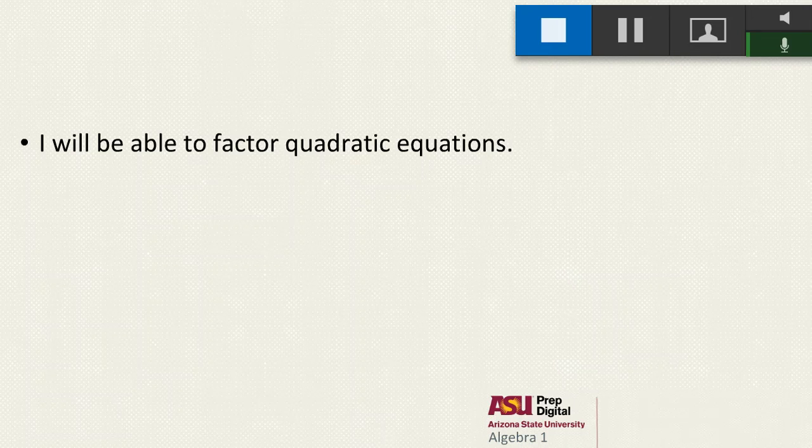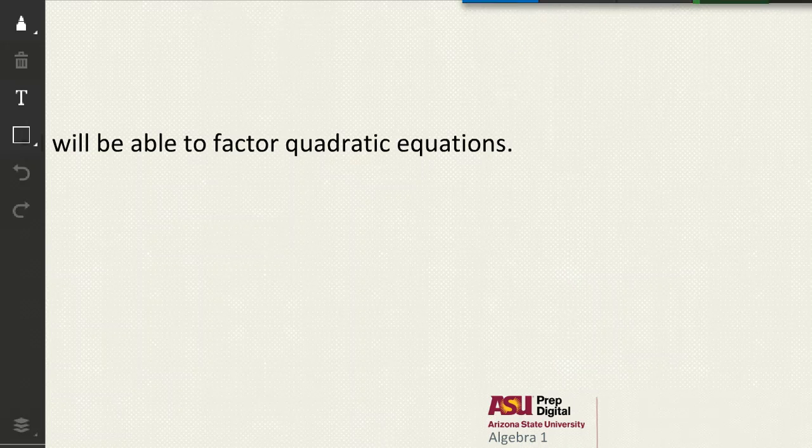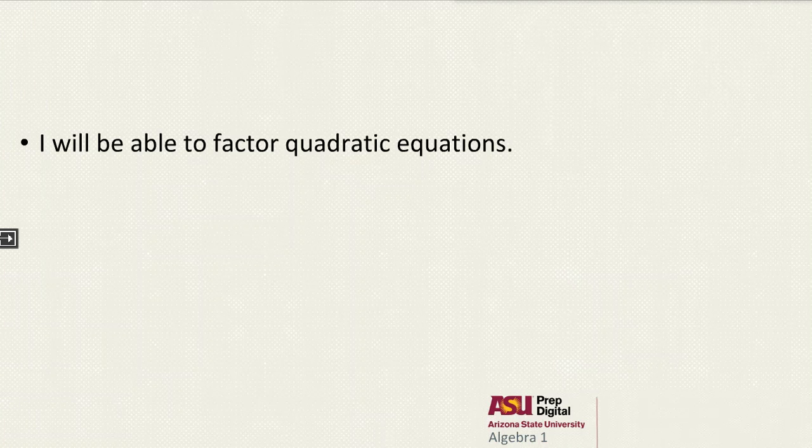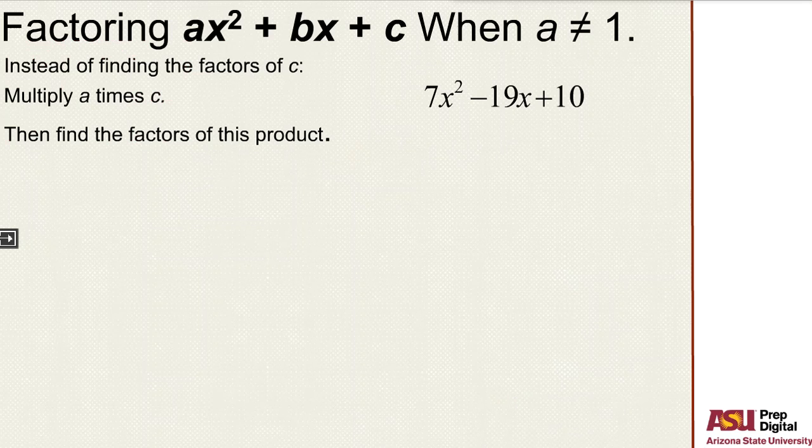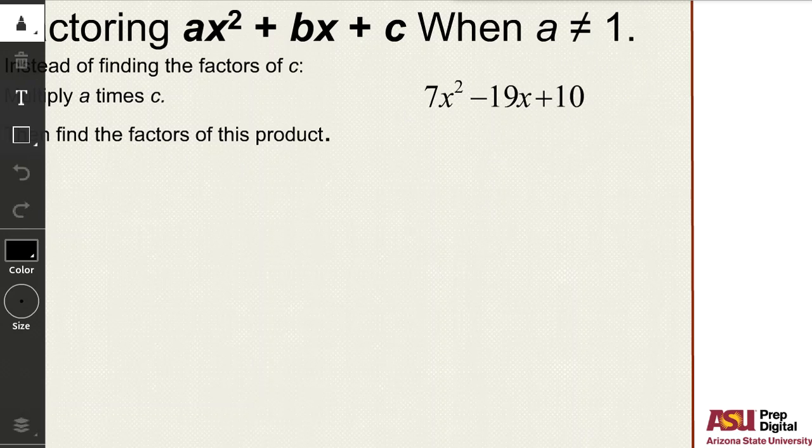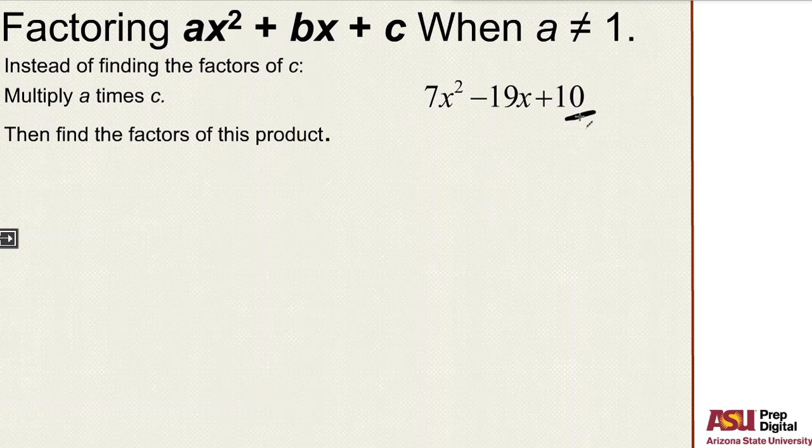This video will show you how to factor quadratics that do not have a value of 1. So we will be looking at problems like this. Typically when we were factoring quadratics, we were looking at what could multiply to our C value and then add to our B value, and that would help us determine what goes in the parentheses. However, this 7 out in front, when a does not equal 1, does change it up a little bit.